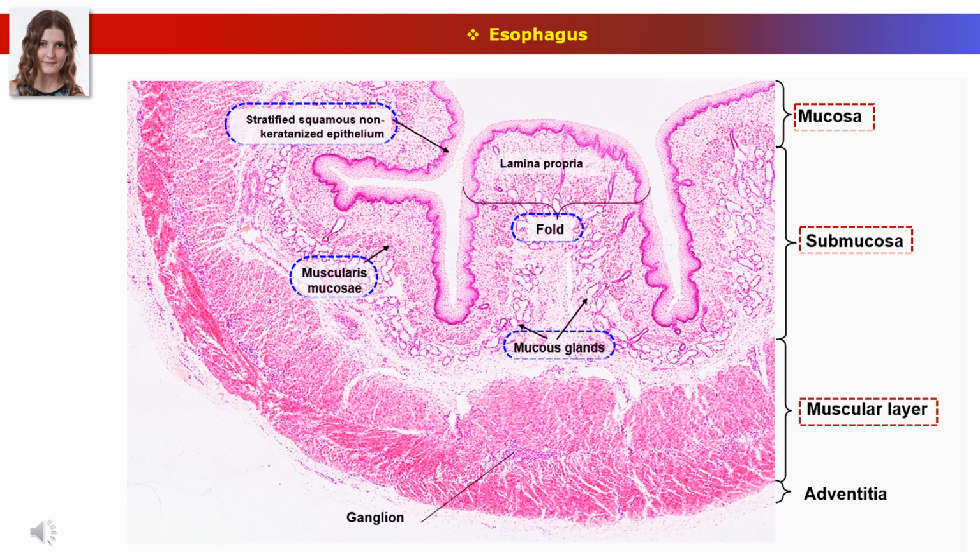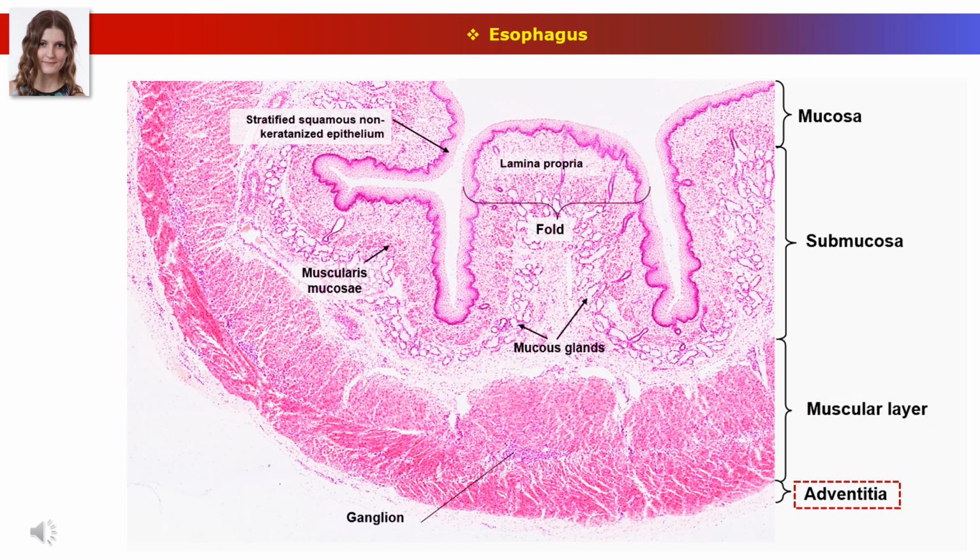The muscular layer in the upper third of the esophagus is formed by striated muscle tissue. In the lower third it is smooth, and in the middle third it is mixed. The cervical part of the esophagus is covered with adventitia, and the thoracic and abdominal parts are covered with a serosa.